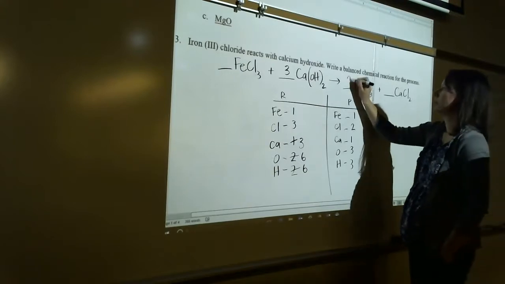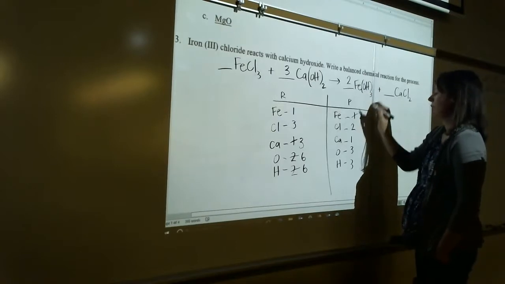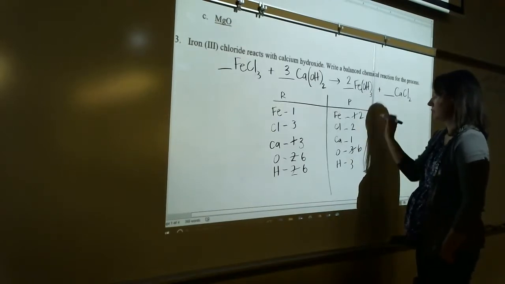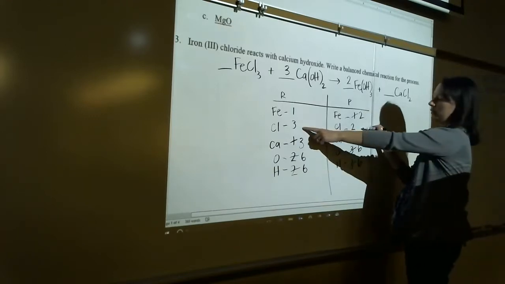A 2. Right? But I go ahead and distribute it to everybody. So 2 times 1 is 2. And then 2 times 3 is 6. And then 2 times 3 is 6. All right, now let's do the chlorides.